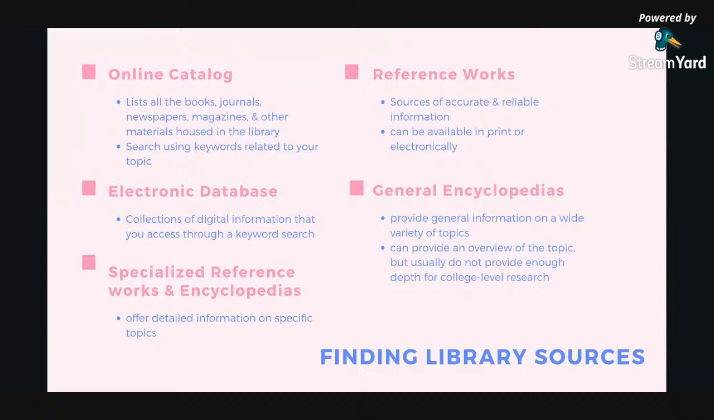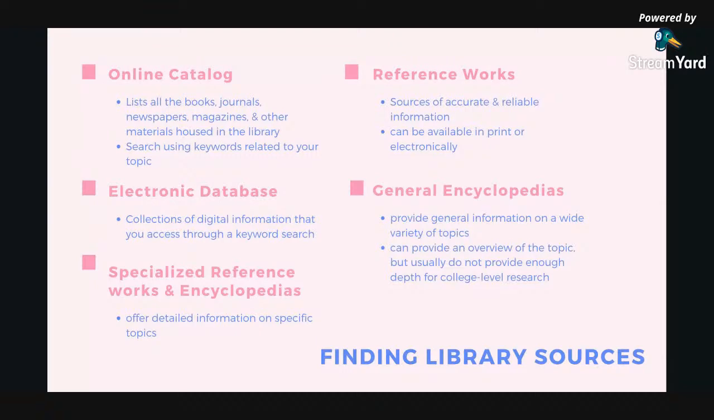Also in the library, you have an online catalog. This lists books, journals, all different kinds of things. You can search for keywords related to that topic. And nowadays you can actually visit the library, quote, visit it virtually online. For Central Arkansas, I believe it's CALS.org. There's also an electronic database where they have collections of digital information that you can access, again, with keywords.